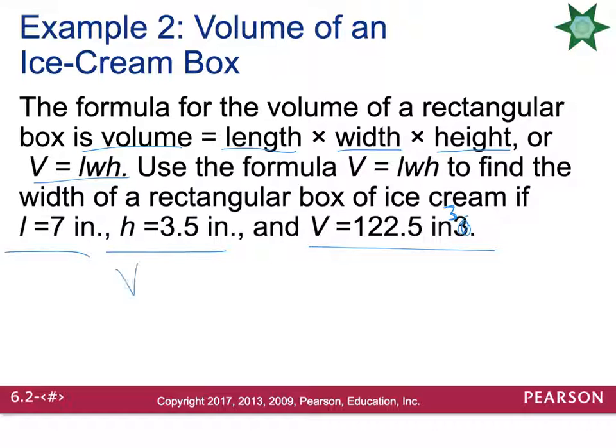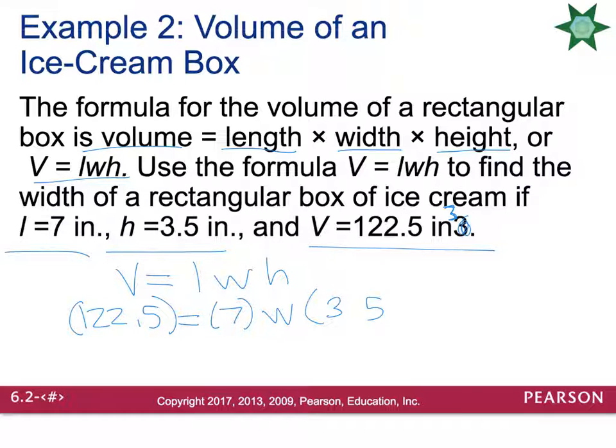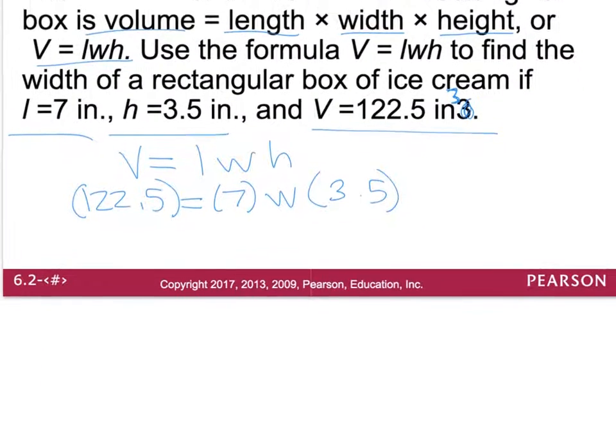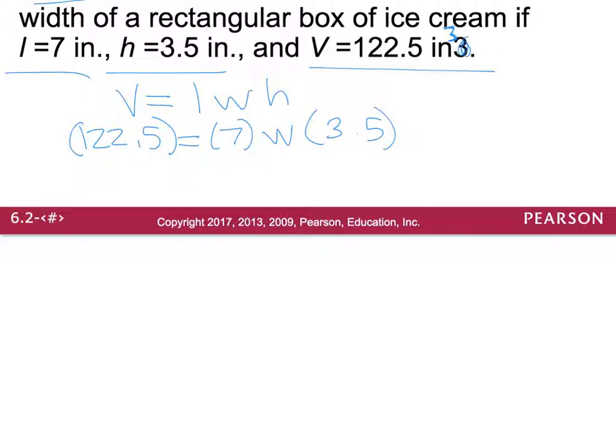Okay, so we know that volume equals length times width times height. In this problem, the volume was 122.5. The length was 7. The width is unknown, and the height is 3.5. So what I would recommend that you do is on the right-hand side, multiply the 7 times the 3.5. If you do that, 7 times 3.5 is 24.5. So you just used the commutative property of multiplication that tells you you can rearrange the numbers in any order you want if they're multiplied.